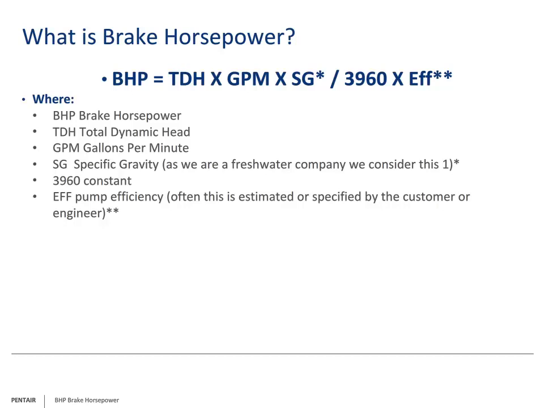You also need to know the horsepower constant, 3960. And finally, the efficiency of the pump. How do you know the efficiency of the pump? Well, often the efficiency is dictated by the customer, for example, an engineer, or an efficiency of your own determination. For this discussion, we will be using 81%. Now we know what the formula is, let's put it to practical use.